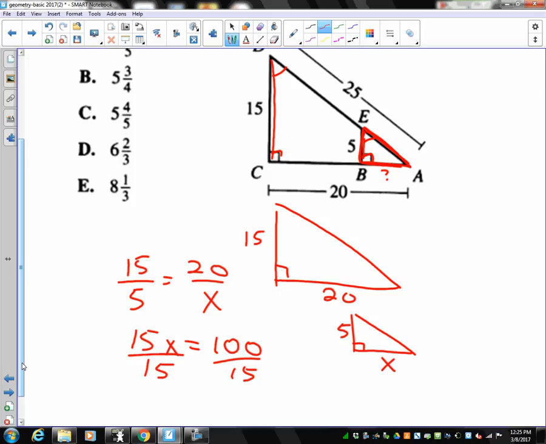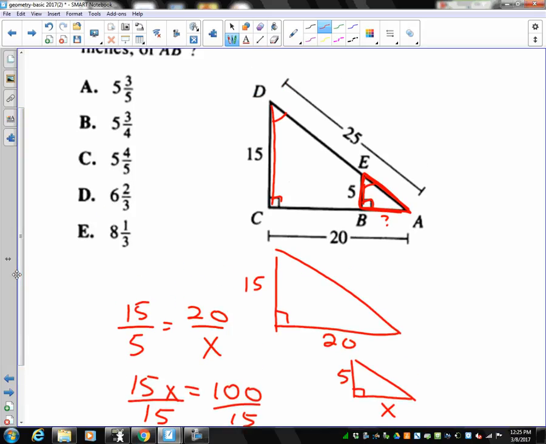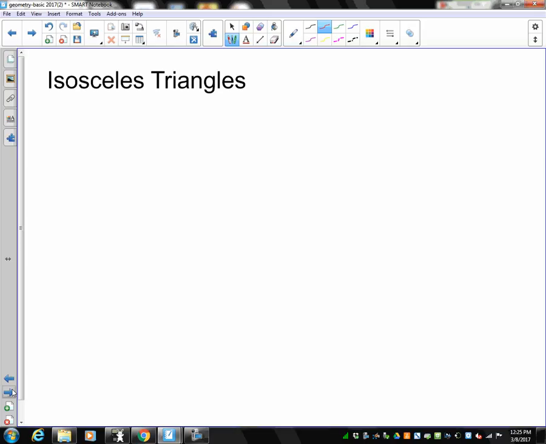Now, do y'all know which one of those is 6.6? Well, this one's the only one that's got 6, so that's kind of obvious. Okay? But 6 2/3 means 6.6 repeating. All right. That's it. Okay.